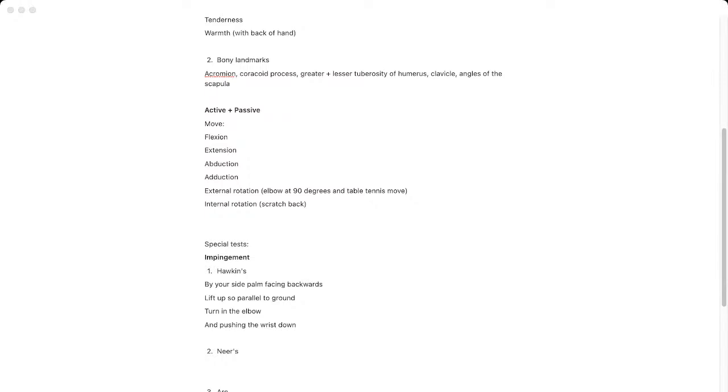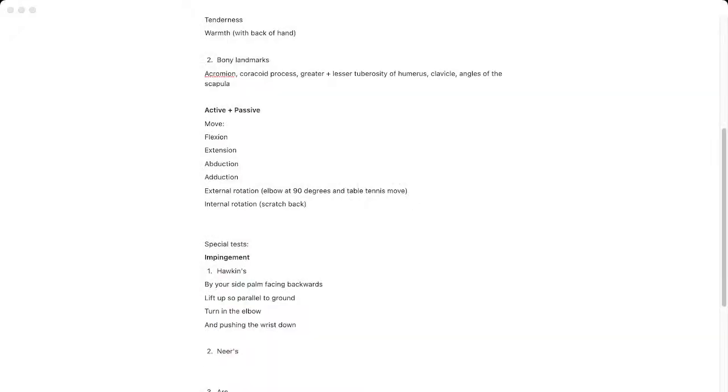No. What's Neer's test? Passively into full flexion. So, isn't that all the way up while the scapula is held in place and the arm is internally rotated? Like that, and then, yeah.